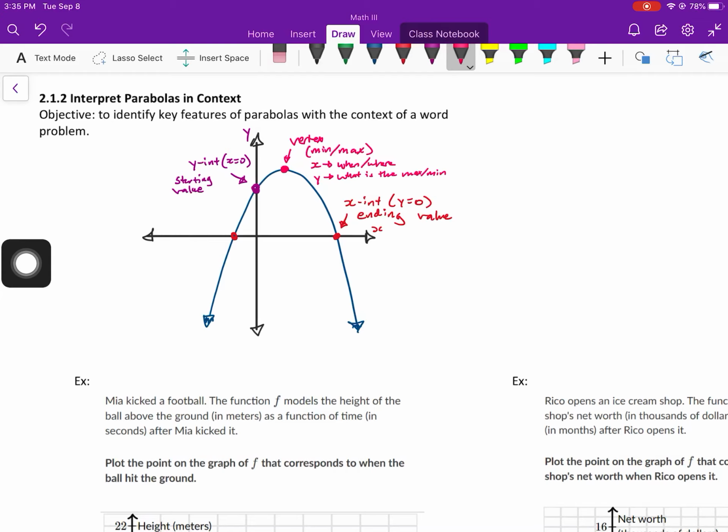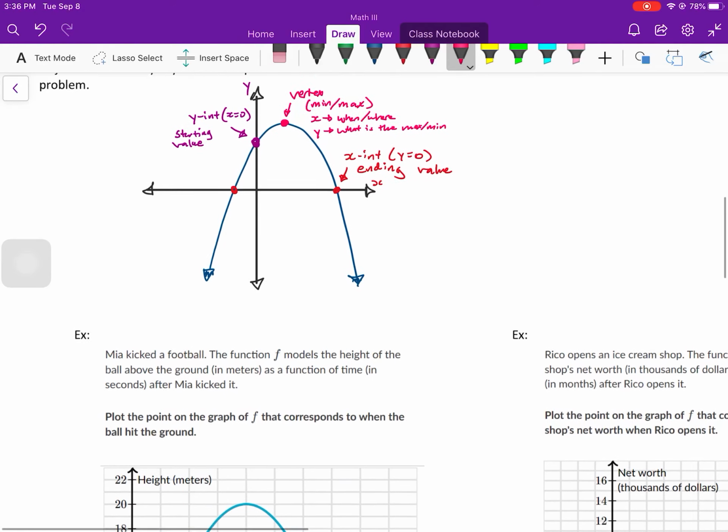And as you go through more and more problems, you really need to get this down because later on, when we go through the different forms of quadratics, we're going to keep revisiting these same word problems.